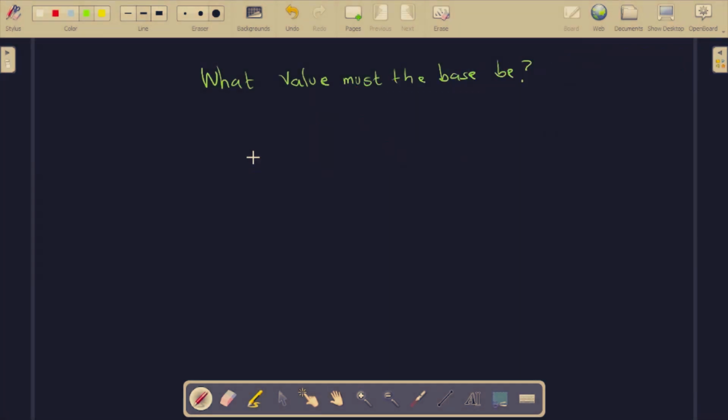So in today's video we want to carry out an investigation. What value must the base of the logarithm be? This question is very important as it helps us understand what we are doing. Let's start by giving ourselves a logarithmic equation. Let's say x is equal to the logarithm of y, base b. This is equivalent to saying that b to the power x is equal to y.